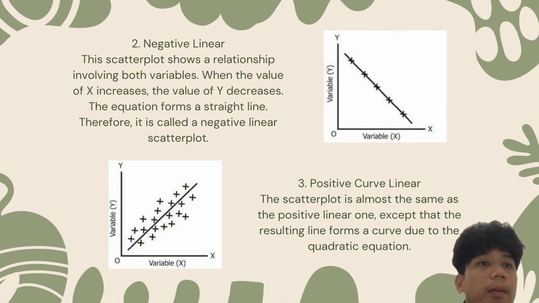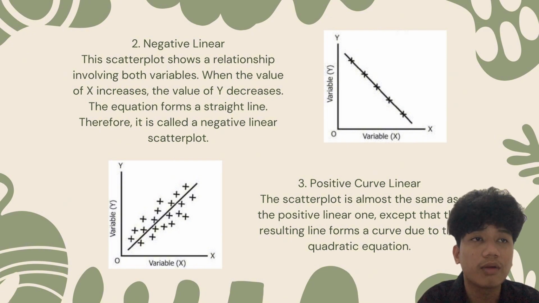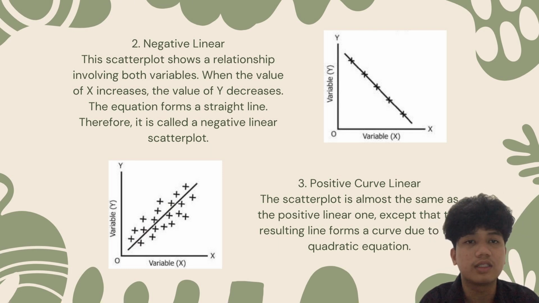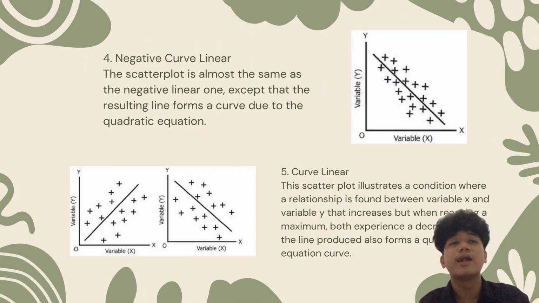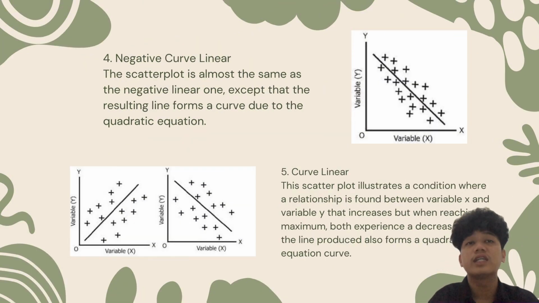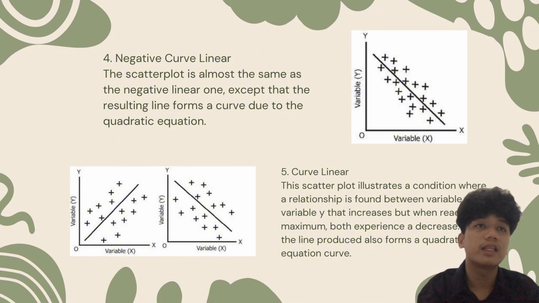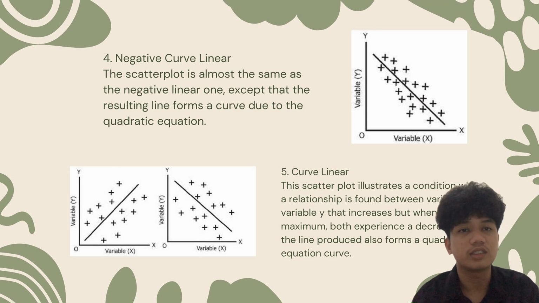Number 3. Positive curve linear. The scatter plot is almost the same as the positive linear one, except that the resulting line forms a curve due to the quadratic equation. Number 4. Negative curve linear. The scatter plot is almost the same as the negative linear one, except that the resulting line forms a curve due to the quadratic equation.